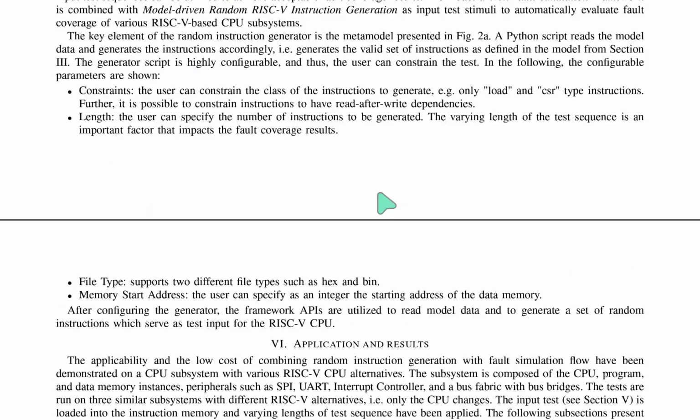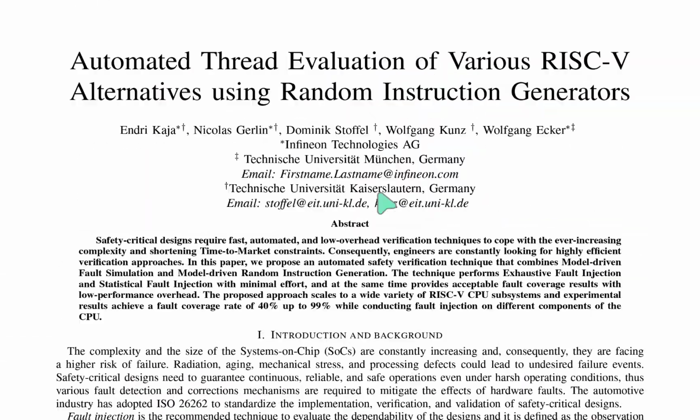Okay, today I read this paper, Automated Safety Evaluation of Various RISC-V Alternatives Using Random Instruction Generator, from the DVCon 2023 conference.